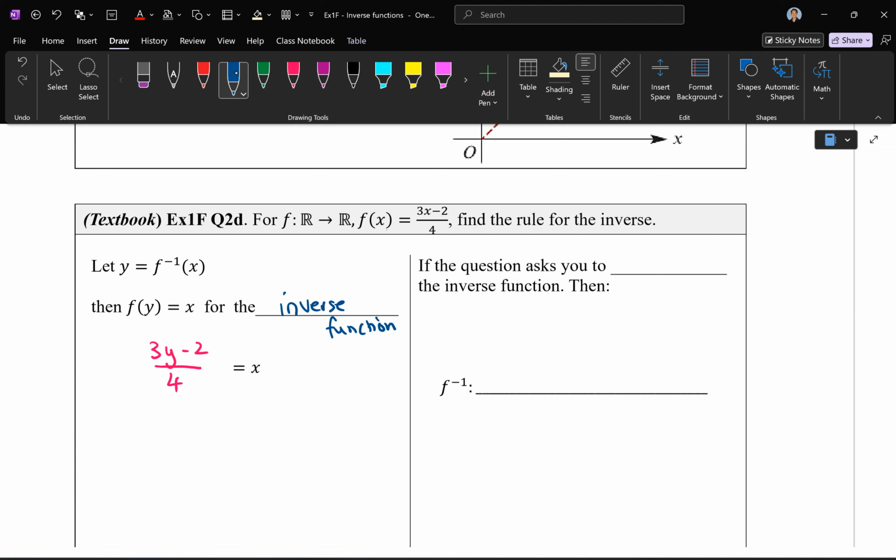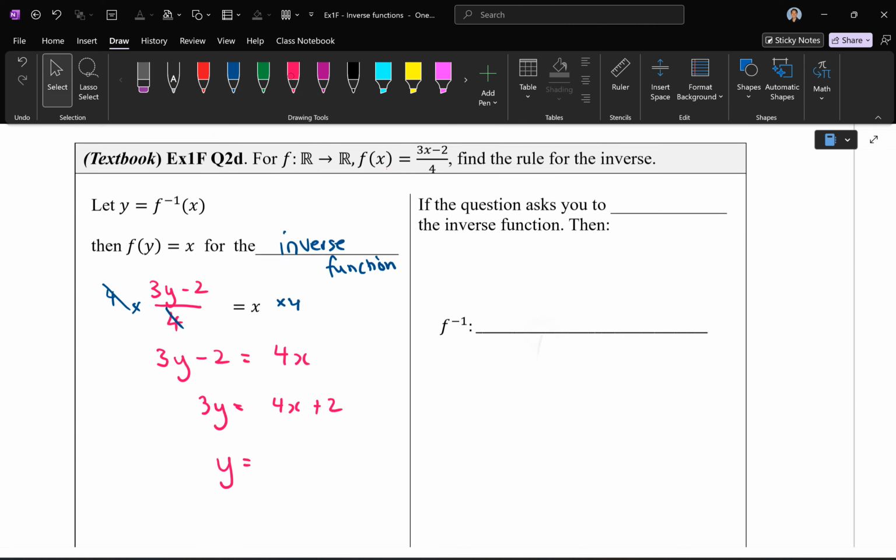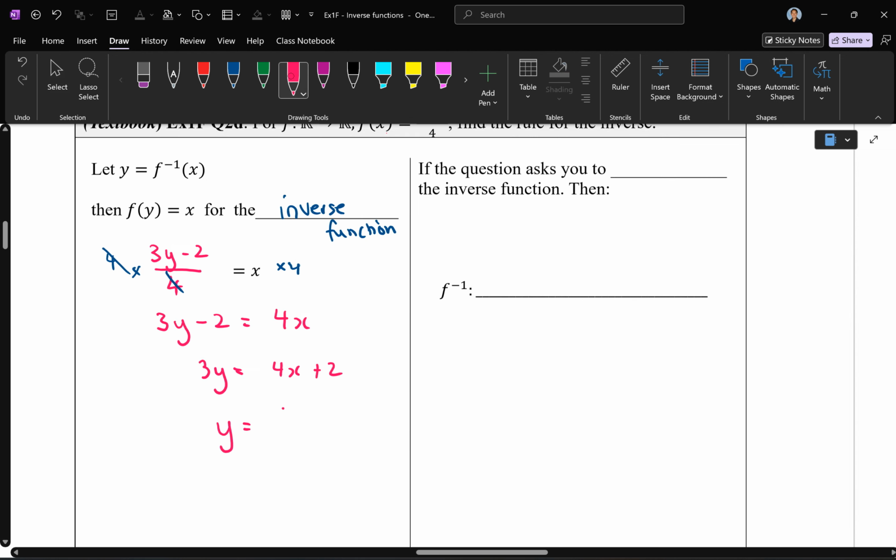Here I'm going to multiply both sides by 4, for those who aren't really strong with their linear equations and fractions, because that's divide by 4. 4 divided by 4 cancels out. You end up with 3y minus 2 is equal to 4x. Add 2 on both sides. You get 3y is equal to 4x plus 2. And then finally, y is equal to 4 over 3 x plus 2 over 3.